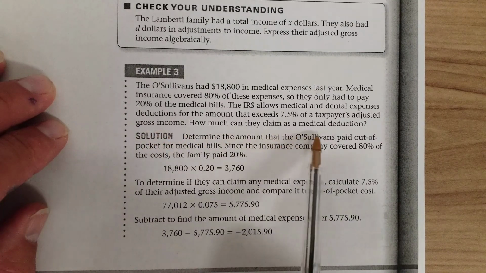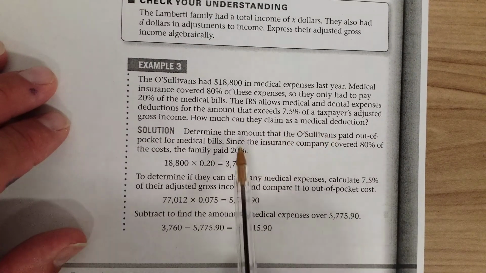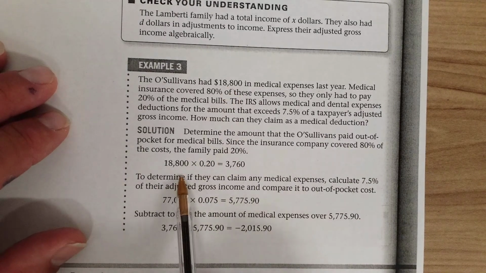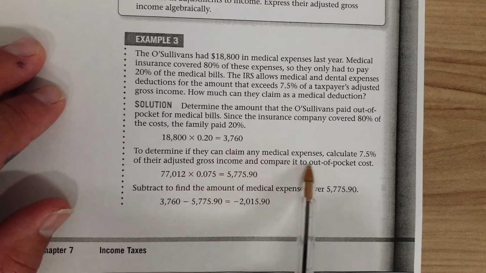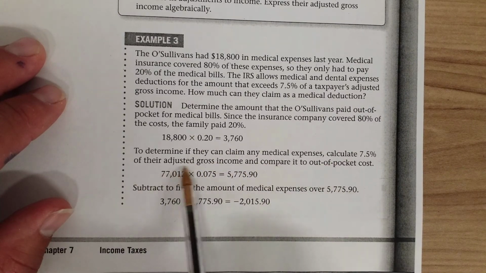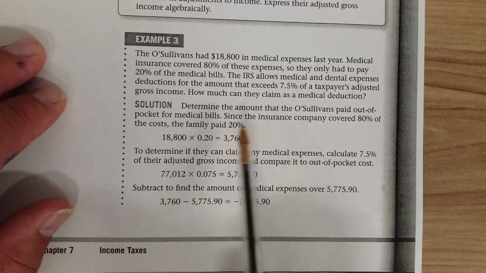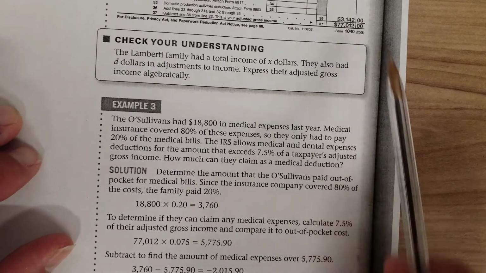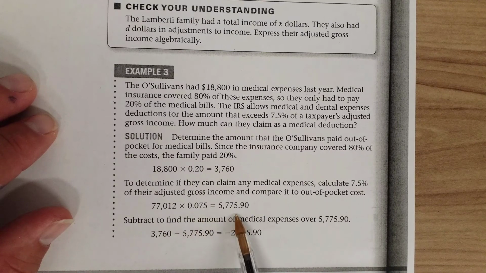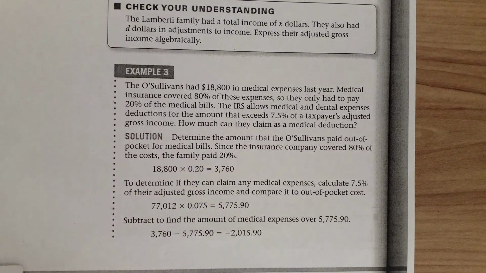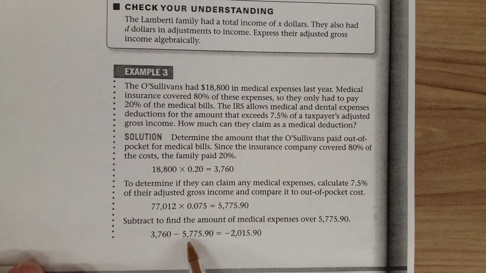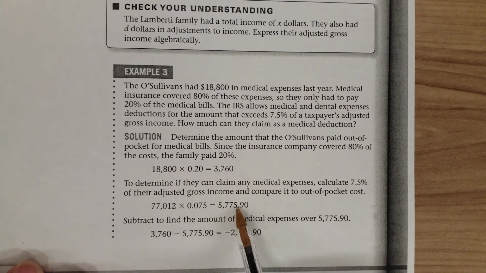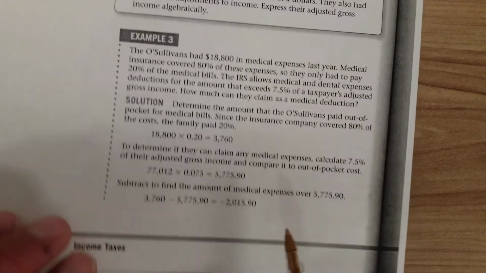So how much can they claim as a medical deduction? Since they had to pay 20% of that, let's figure out 20% of that, which would be $37.60. So determine if they can claim any medical expenses. Let's calculate 7.5% of their adjusted gross income. That's $77,000. 7.5% would be $5,775.90. So subtract the amount of the medical expenses over this. Well, 20% of their medical expenses was this. Take away this, and it actually gives you a negative number.